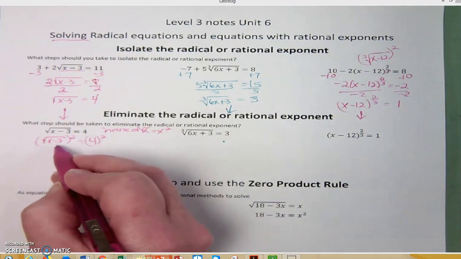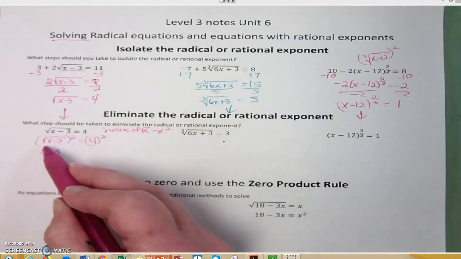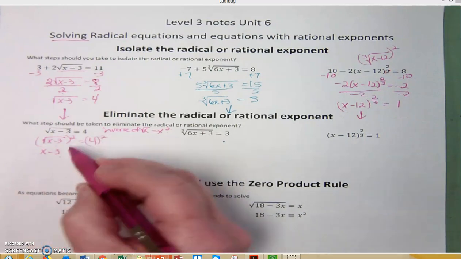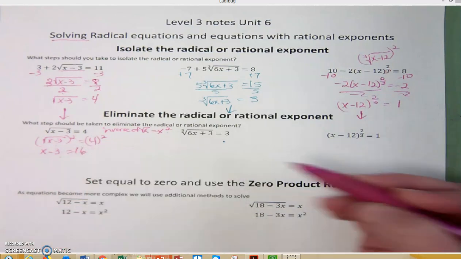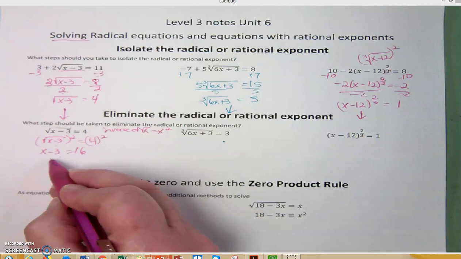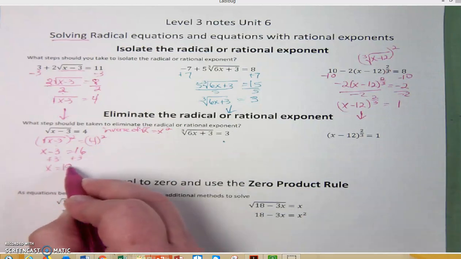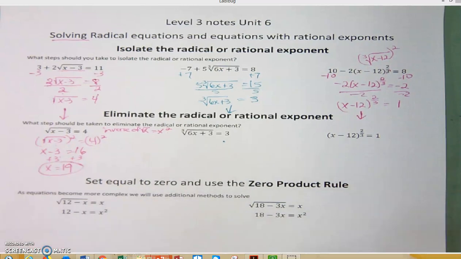So when I square this, I'm just going to be left with x minus 3, because square root of x minus 3 times square root of x minus 3 is just going to give me x minus 3. 4 squared, or 4 times 4, is 16. So now I'm going to add 3 to both sides, and I get x equals 19. So I've solved for that right there.